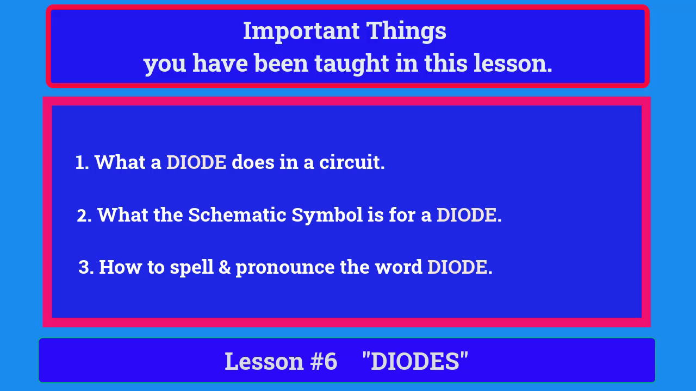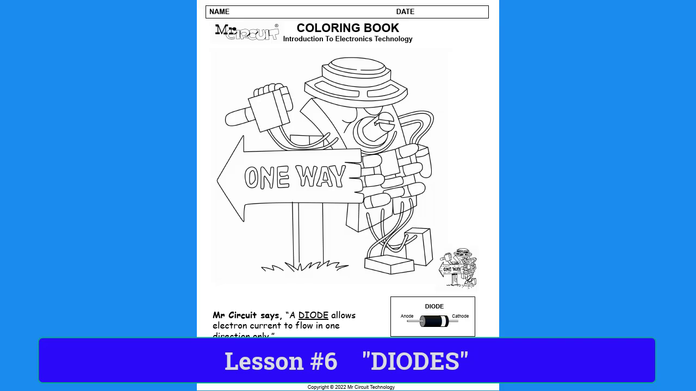Here are some important things that you have been taught in this lesson. 1. What a diode does in a circuit. 2. What the schematic symbol is for a diode. And 3. How to spell and pronounce the word diode. Now finish this lesson by coloring in the Mr. Circuit robot.